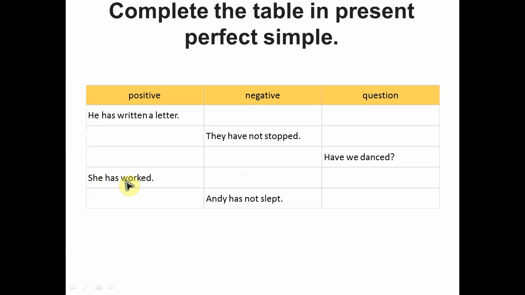She has worked, and this is a positive sentence. Let's make a negative one. She has not worked. Yeah, excellent. Okay, let's make a question here. Yeah, that's right. Has she worked?